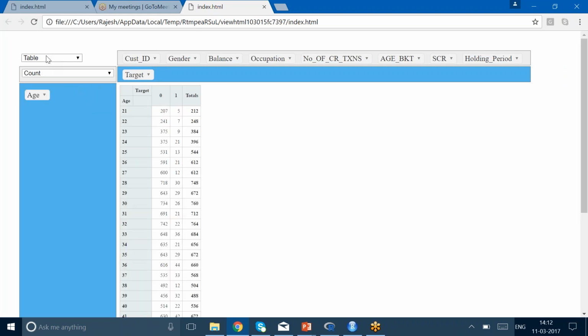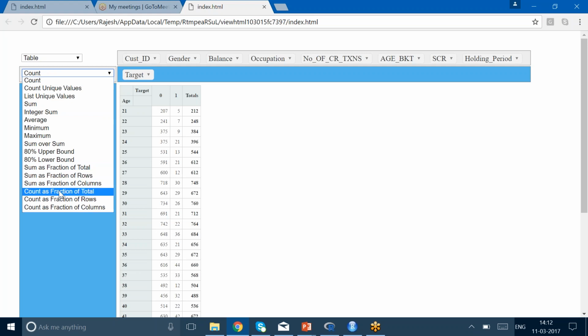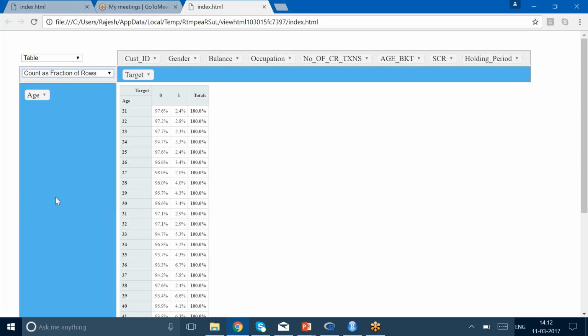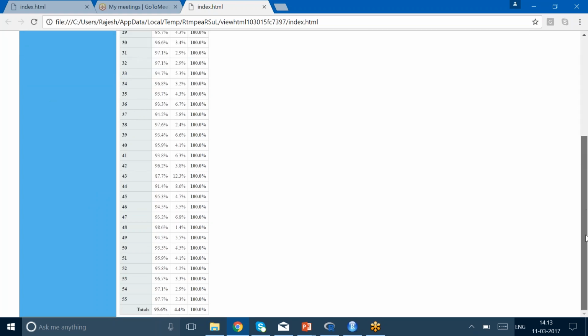I drop age here and let me use this pivot table feature. I want count as a fraction of rows. So when I'm doing this pivot table, basically what I'm trying to do is some diagnosis. The campaign was sent to customers in all age groups; here you can see that 21 is the lowest age and 55 is the highest age. So we can see that the campaign was executed for all customers who are in the age group 21 to 55.